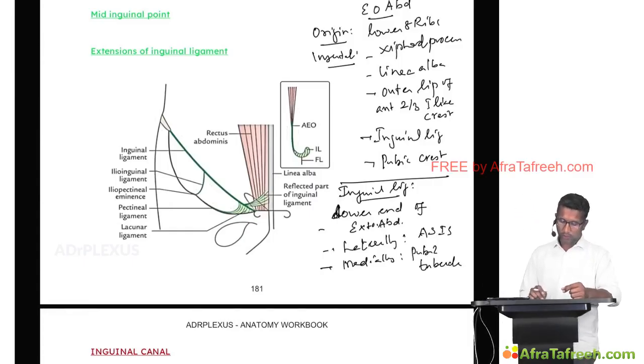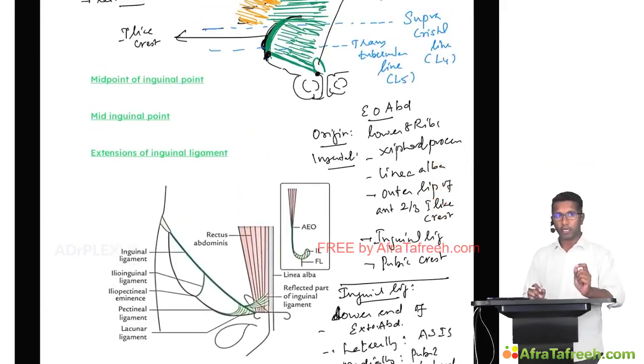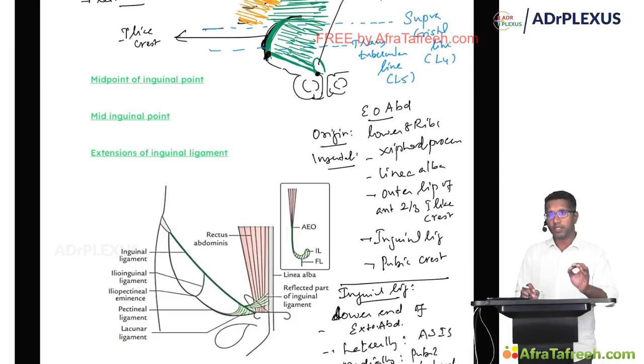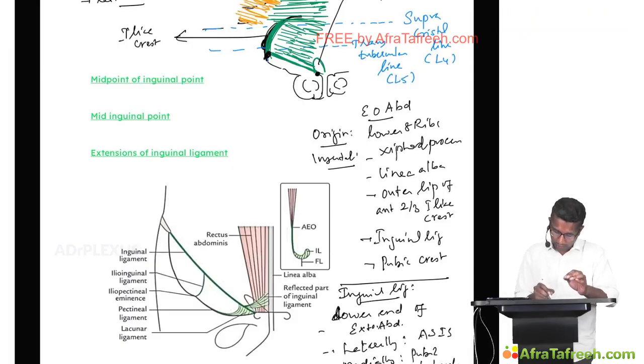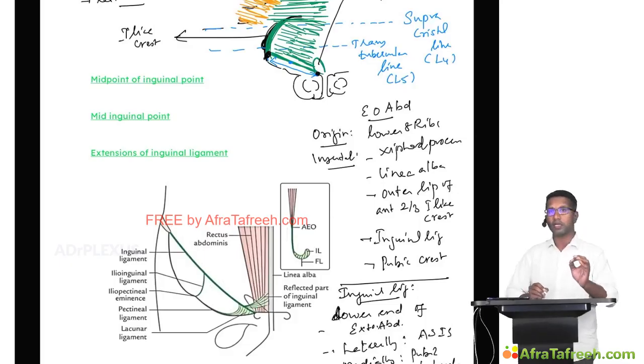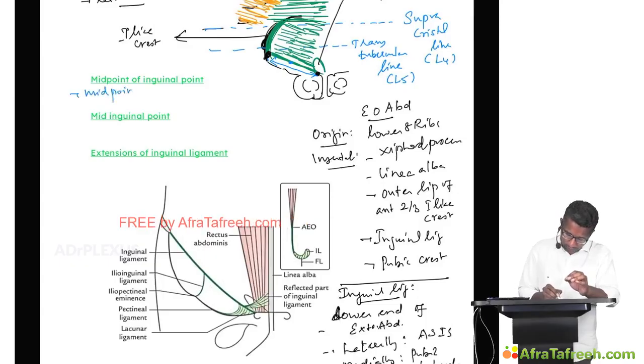If you take the attachment of the inguinal ligament and measure its midpoint, what I mean is, if you measure the distance between the anterior superior iliac spine and the pubic tubercle and take the midpoint of this, it is called the midpoint of the inguinal ligament. It is the midpoint between the anterior superior iliac spine and the pubic tubercle.